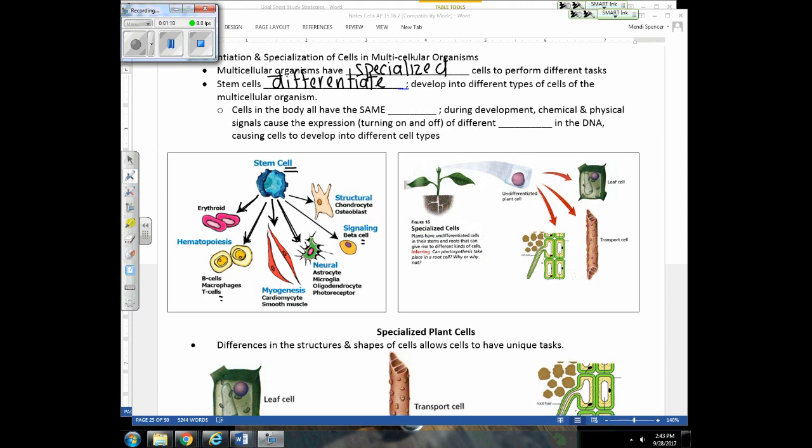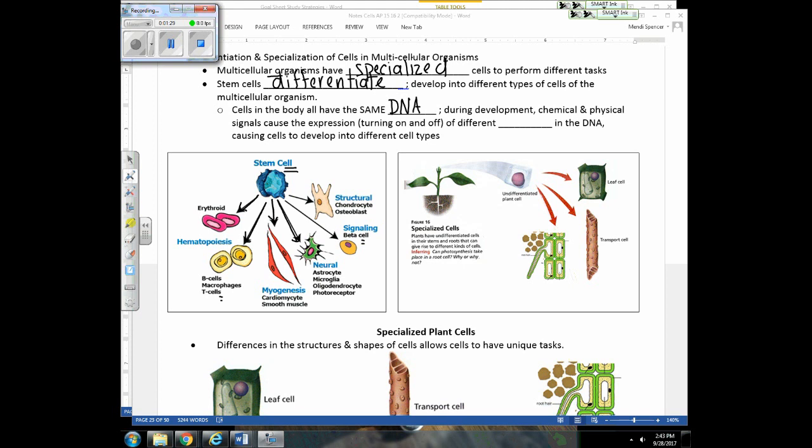But one thing I want to point out is that all the cells in your body, regardless of what they look like, are going to have the same DNA. They're going to have the same genetic code. Now you're probably wondering how a muscle cell and a skin cell can look totally different, yet still have the exact same genetic code inside of them?